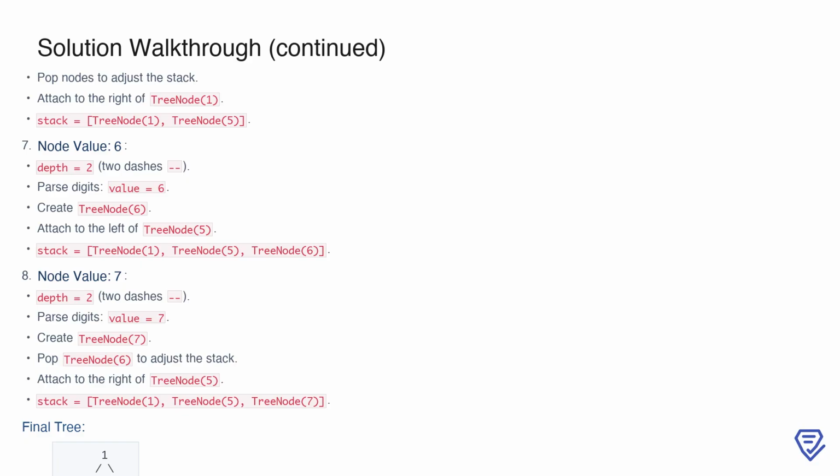Next, the node value 7 also has a depth of 2. Parsing the digits gives the value 7, and we create tree node 7. To adjust the stack, we pop tree node 6, which allows us to attach tree node 7 as the right child of tree node 5. The final stack contains tree node 1, tree node 5, and tree node 7, and the resulting tree structure is a balanced binary tree with the root node 1.